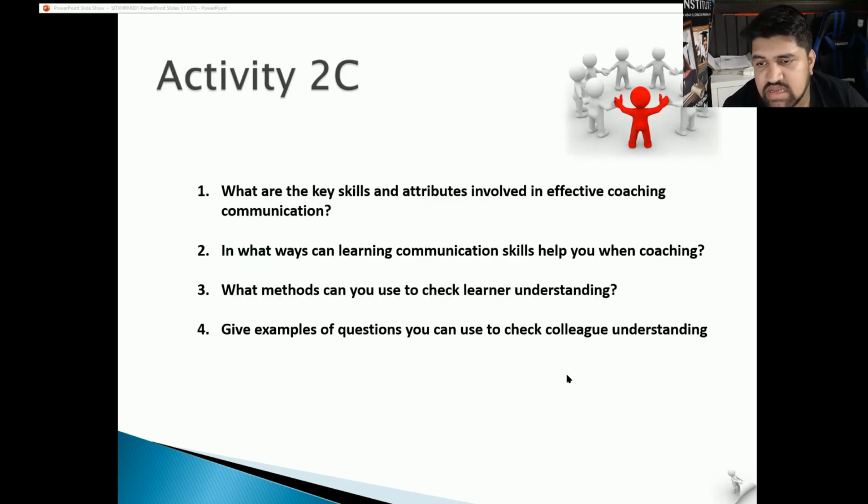In what ways can learning communication skills help you when coaching? So when we're learning communication skills, it essentially speeds up the process. So the better we communicate with each other, the quicker the learning process will become. If the trainee learns quicker, meaning that I'm communicating better with them, ultimately, there's less cost on training between the business, and we're spending less time dedicated to training and more time being productive to create products and services, so we can ultimately make more money for the business.